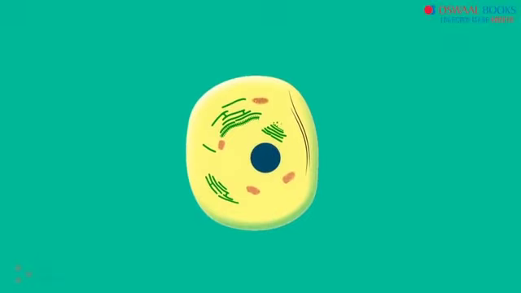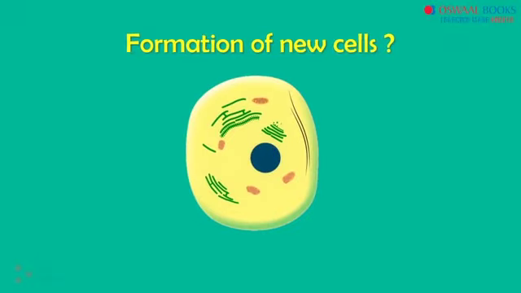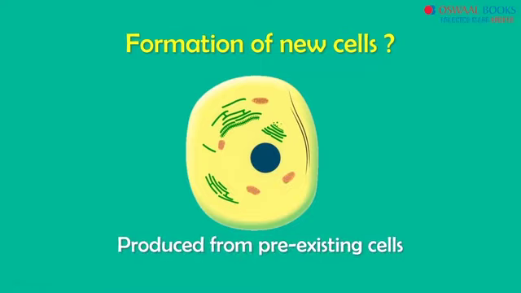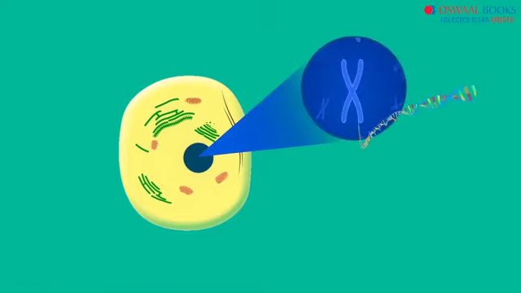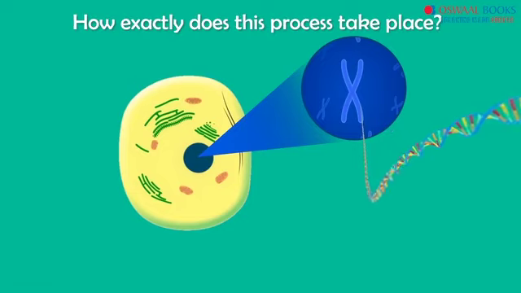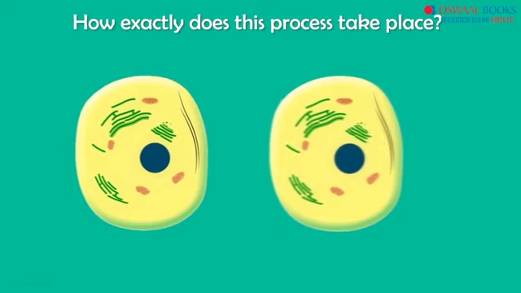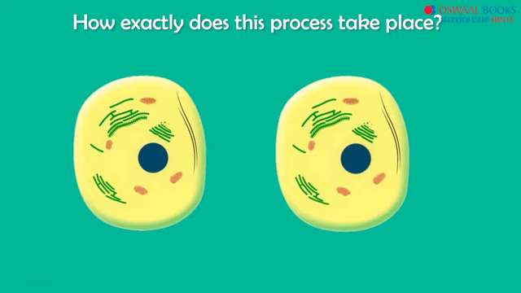What did we just learn about the formation of new cells? Cells are produced from pre-existing cells. We also noticed that they undergo DNA-related changes. But how exactly does this process take place? How does one cell produce another cell just like itself?